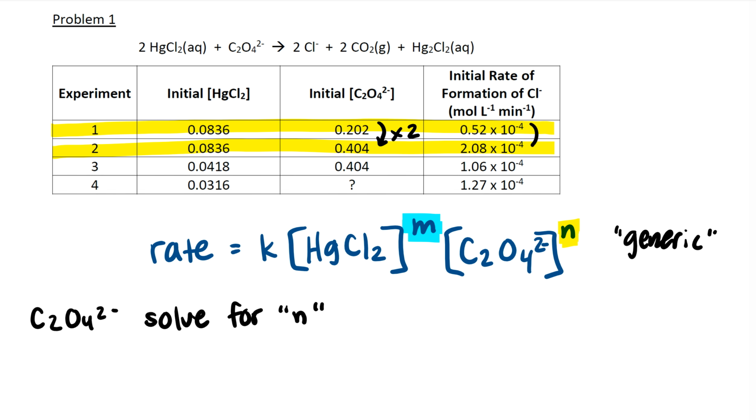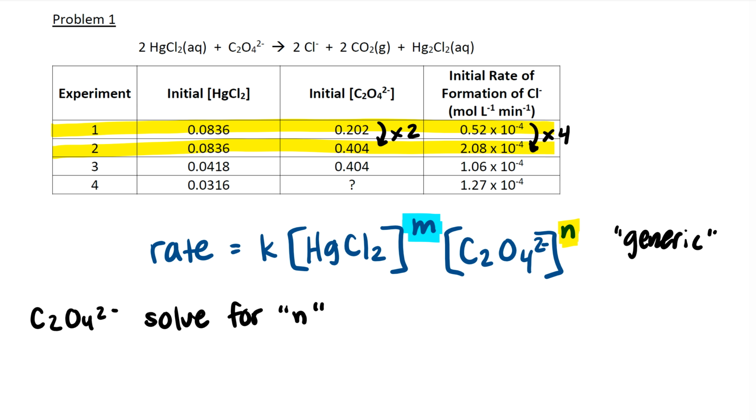And I see here from experiment 1 to experiment number 2, the concentration of oxalate is doubled, times 2. And then I look at how the rate changes with that change in concentration, and I see here that it has been multiplied by 4. So 0.5 times 4 is 2. So this is being increased by a factor of 4, what we can say is quadrupling. So since we doubled oxalate, but we quadrupled the rate, that means the order of the oxalate has to be 2, because 2 squared is 4.